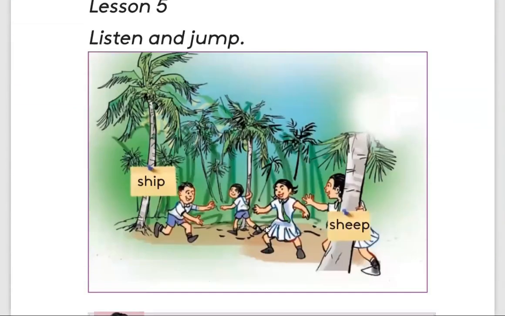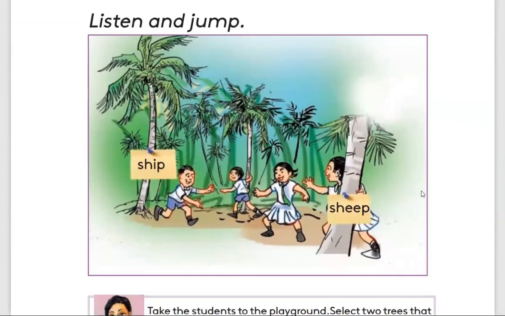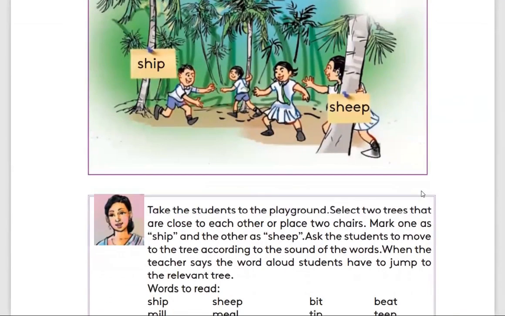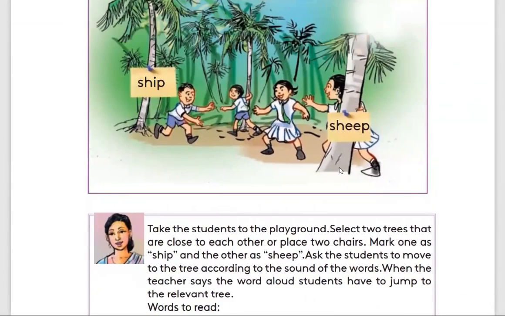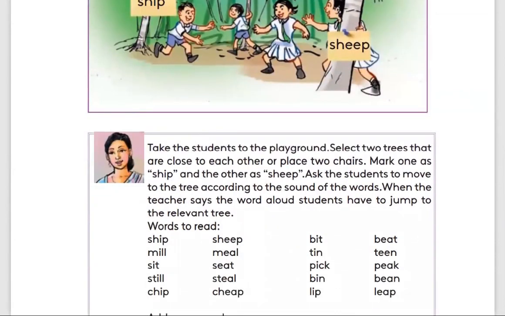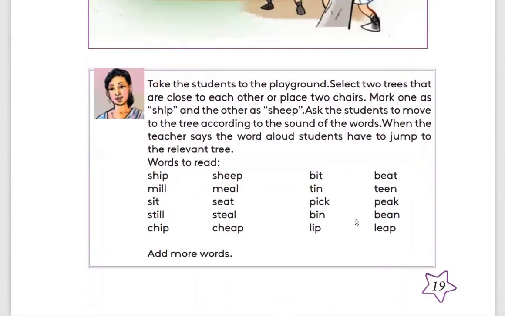Right. See. Lesson 5. Listen and jump. You have to select two trees. See? Take the students to the playground. Select two trees that are close to each other or place two chairs. Otherwise, you can put two chairs instead of trees. Mark one as ship and the other as sheep. Ask the students to move to the tree according to the sound of the words.